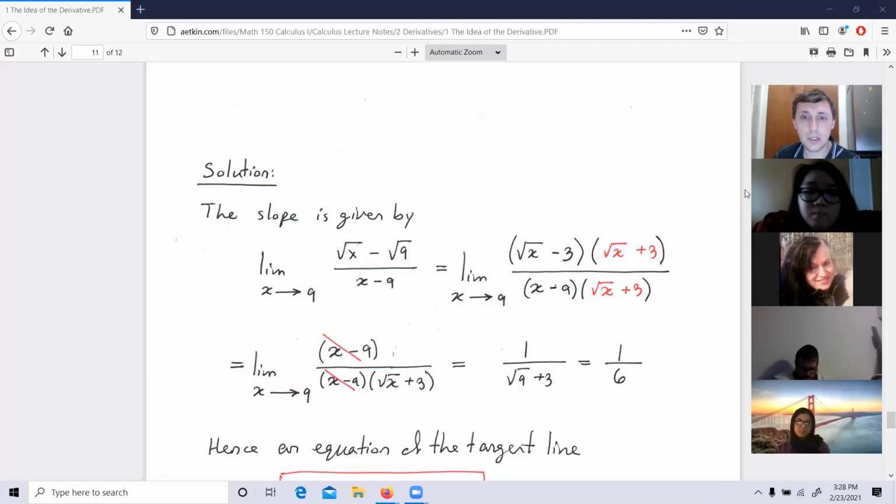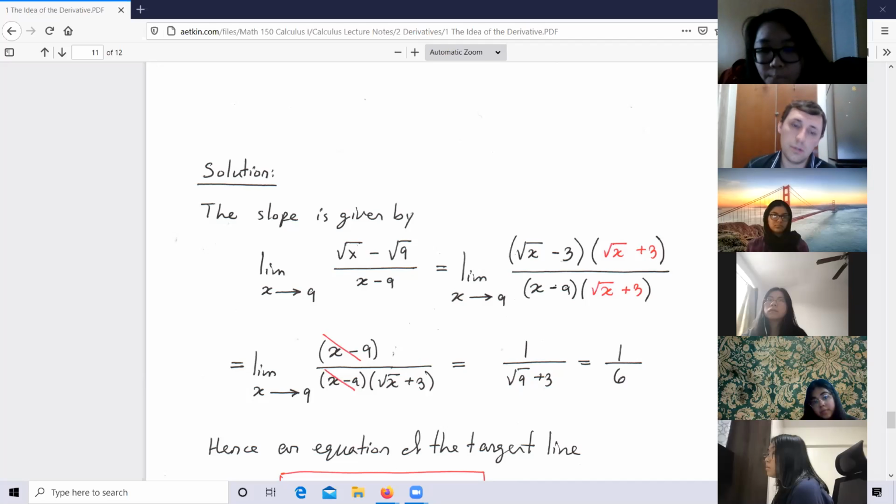You understand? So then we can multiply root x times root x. It's basically a minus b times a plus b is a squared minus b squared. So root x squared is x, minus 3 squared, which is 9, right? And so we have x minus 9 over x minus 9 times root of x plus 3. So we can cancel x minus 9 and push in the limit. And then we get 1 divided by root 9 plus 3, which is 1 over 6. Because it becomes 3 plus 3 on the bottom. Clear?